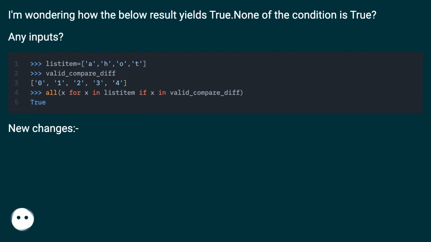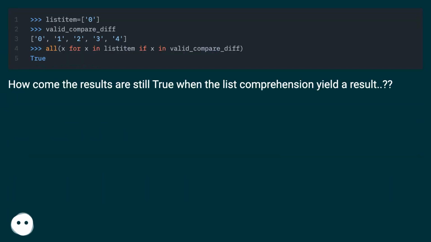New changes. How come the results are still true when the list comprehension yields no result?